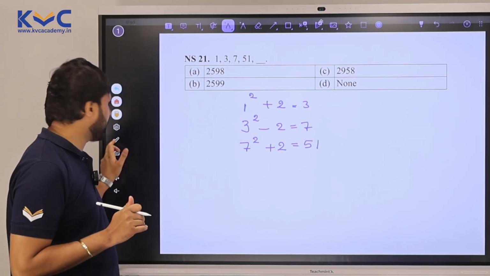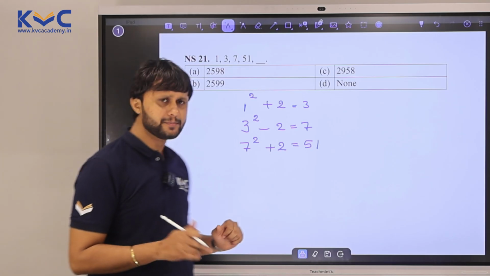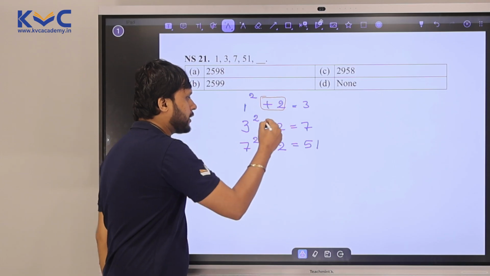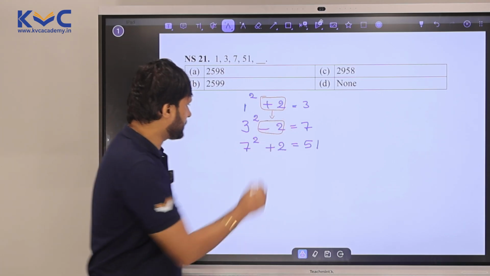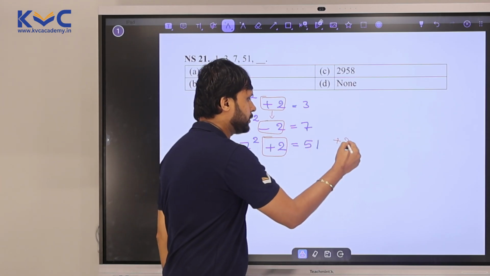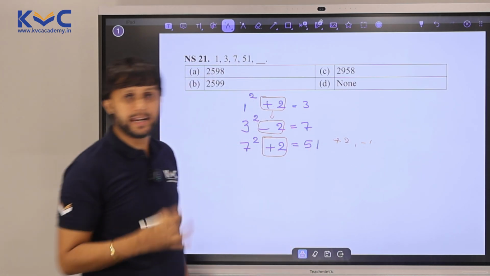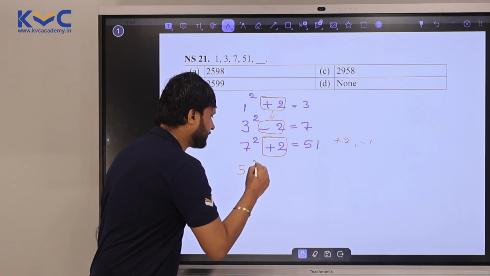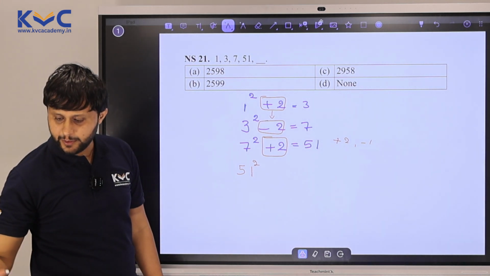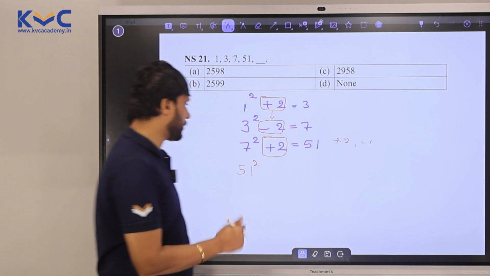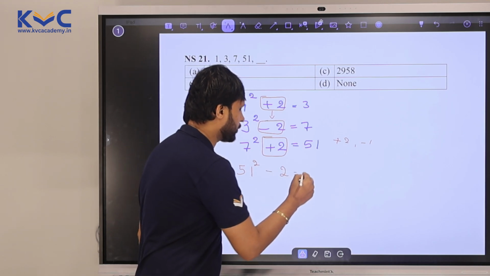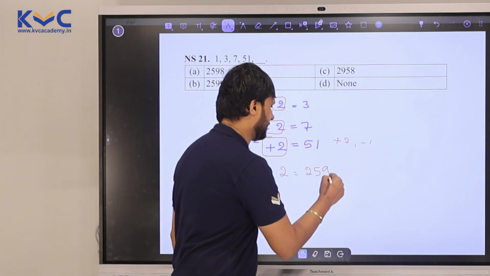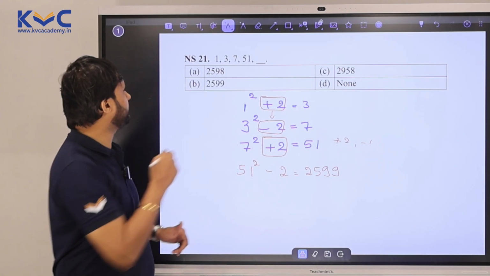What exactly is happening over here? We are squaring the number and we are adding 2. Next we are squaring the number and we are deducting 2. So from plus 2 it has gone to minus 2. Okay. So the pattern so far is plus 2, minus 2, plus 2, minus 2 after squaring the numbers. So in that case, for 51, we'll have to square 51. Correct. How much is that? 51 into 51 is 2601, and we have minus 2. 2599.